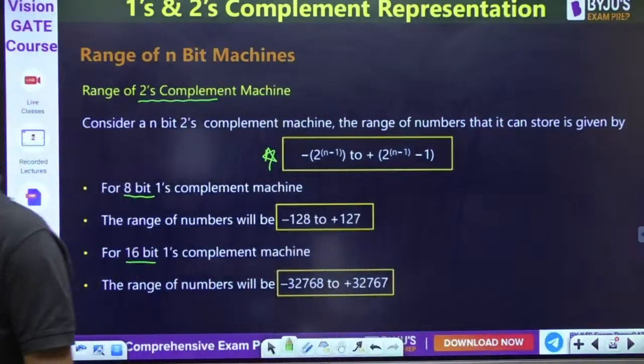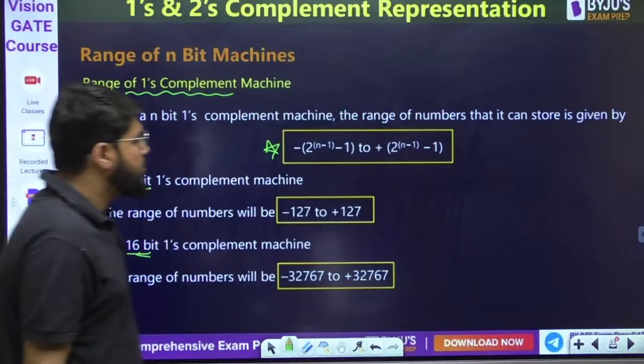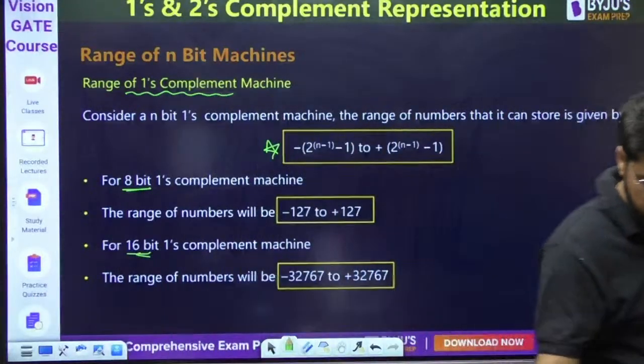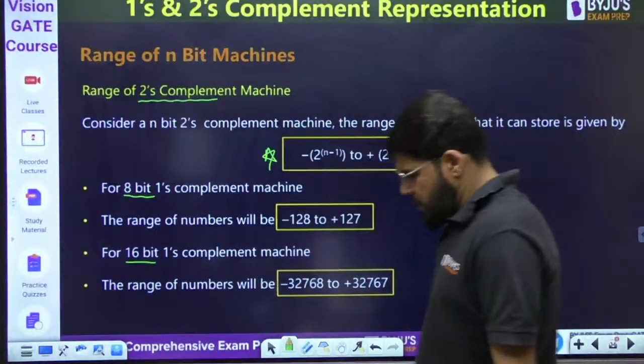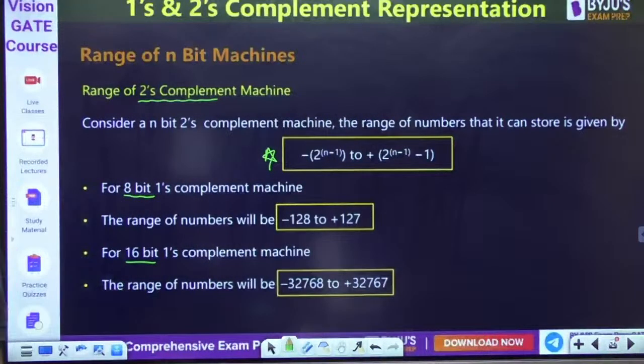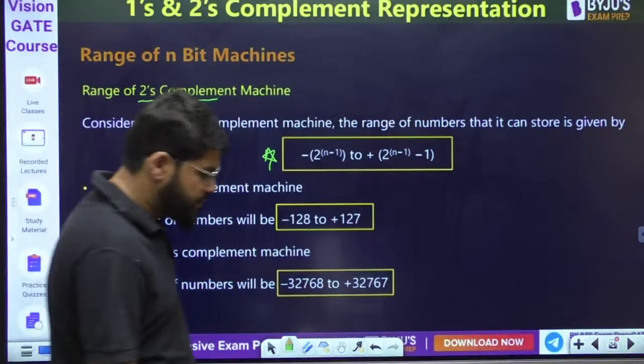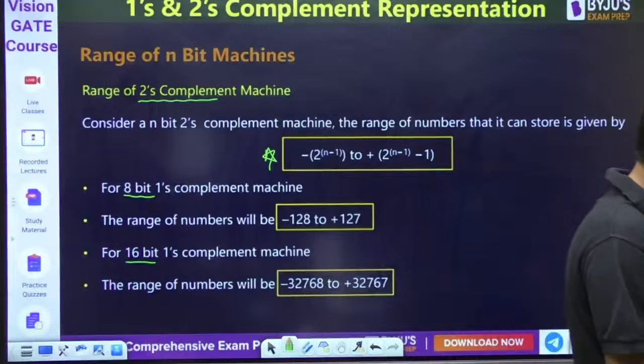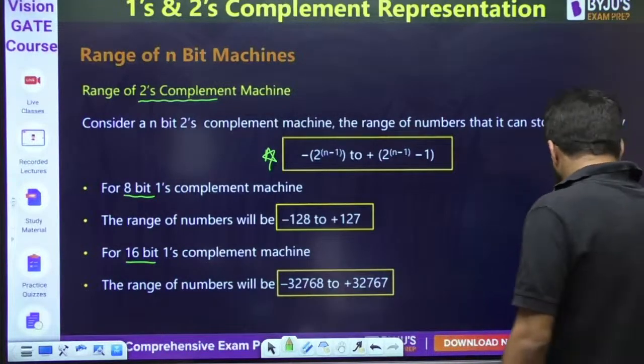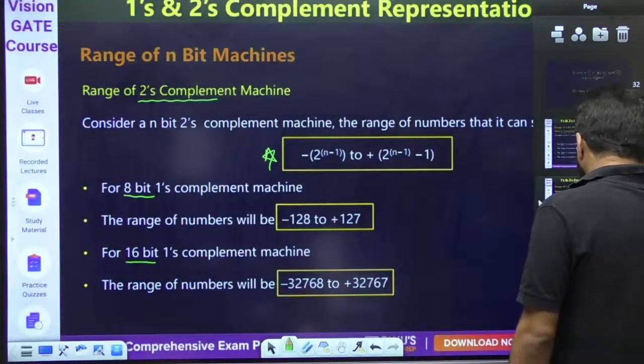You should be able to remember both these formulas. Okay, done. So, any value of n could be given to you and you should be able to solve.